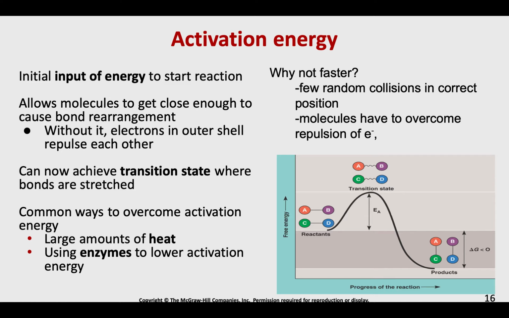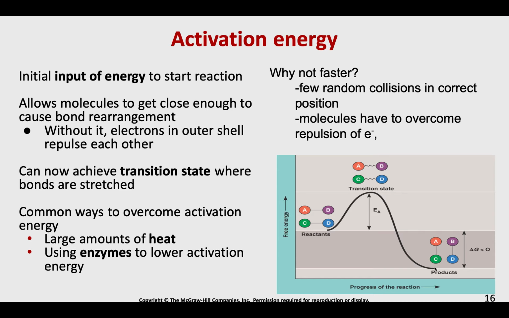We don't want them to repulse each other, so we have to hit them with some energy to get them close enough. Once they're close enough, they go into this transition state. This is where the bonds are essentially strained to their maximum, which weakens the bonds to the point where they can break and form new bonds in order to create the product.